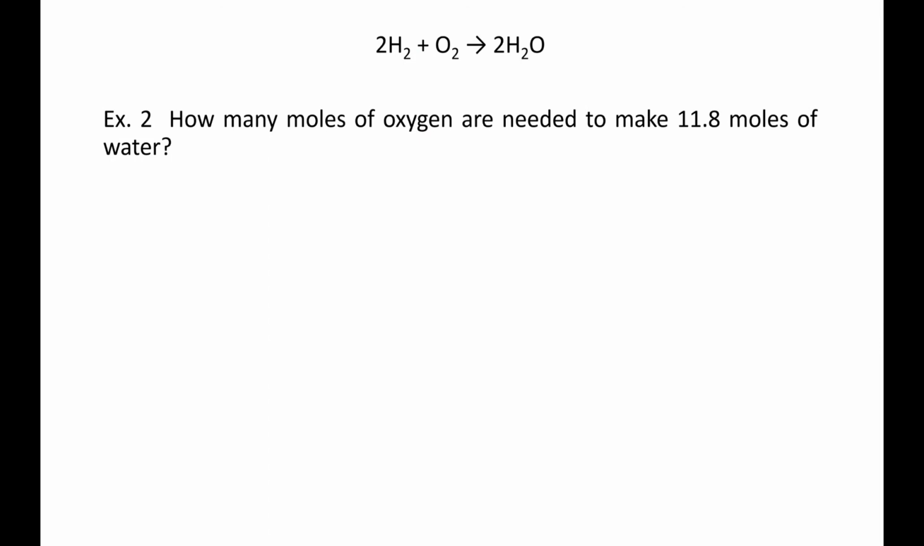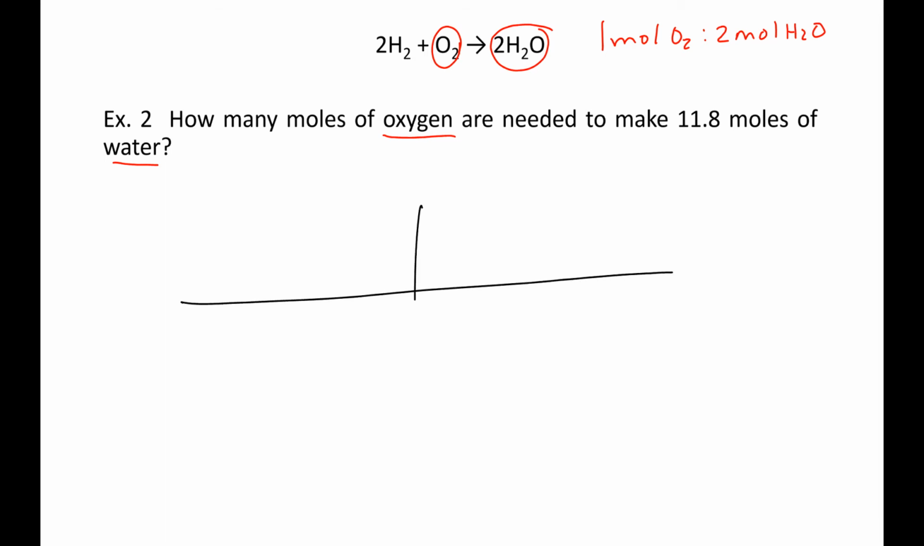Okay, the next one. Once again, we have how many moles of oxygen, so I'm going to circle the O2, are needed to make 11.8 moles of water. So I'm going to circle this one. So this time it's 1 mole of O2 to 2 moles of H2O. And no, you don't have to actually do this. You don't have to write the mole ratio off to the side. Okay, so let's go back to this.